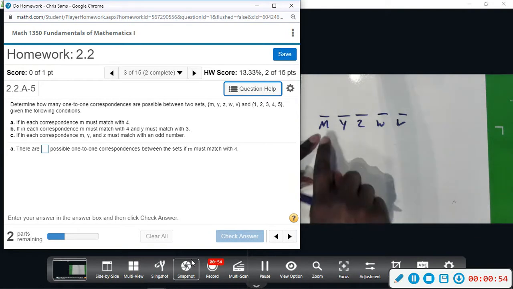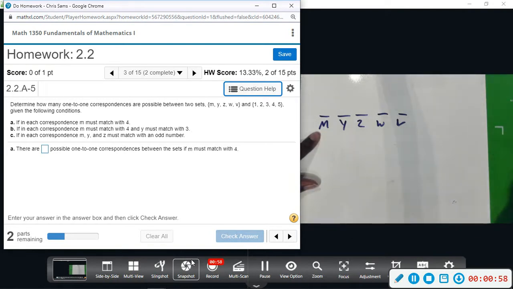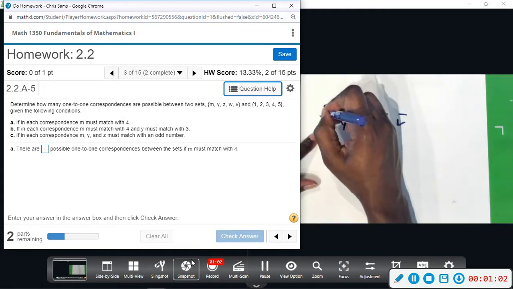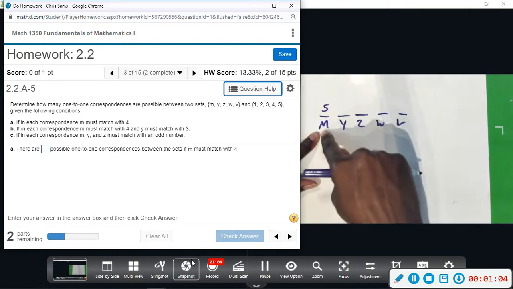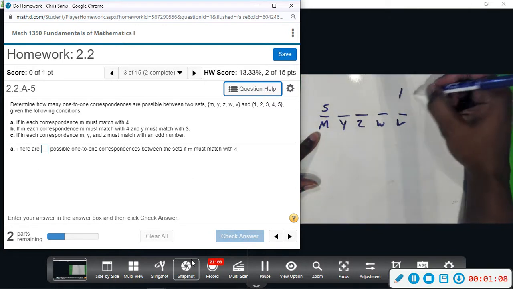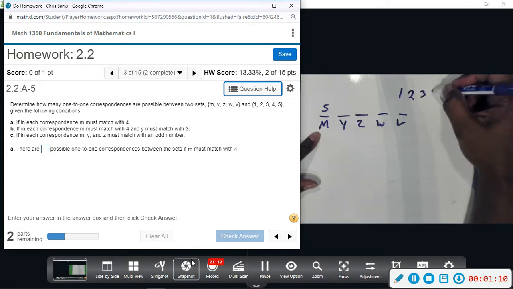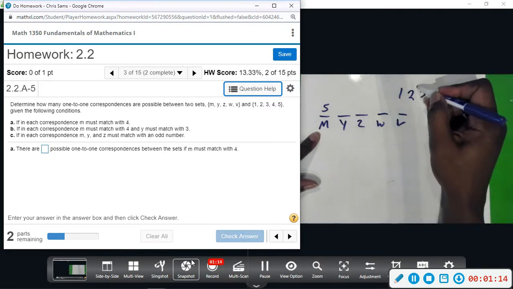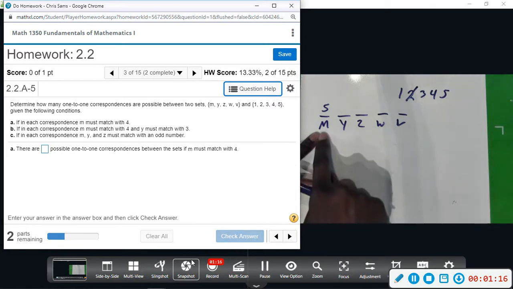Okay, so for M, I could pair it with any one of those numbers, 1, 2, 3, 4, or 5. So there are 5 choices. I'm not saying that I'm pairing M with 5. I'm saying I have 5 possibilities. Okay, so let's say I paired it with the number 2. So 2 is out. It's already been matched up.